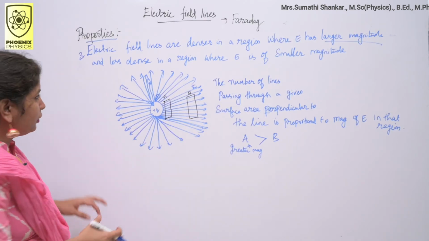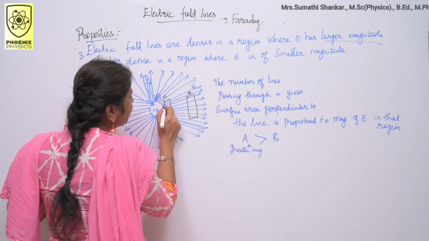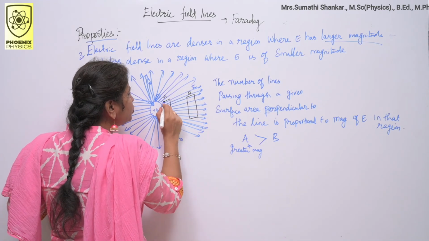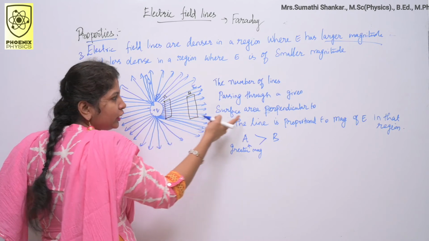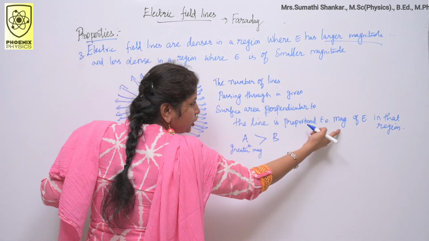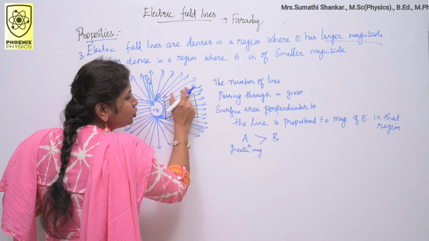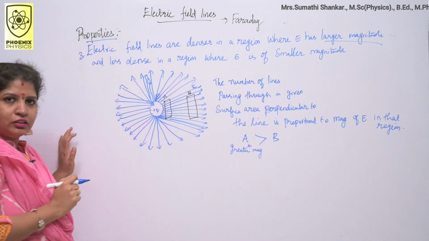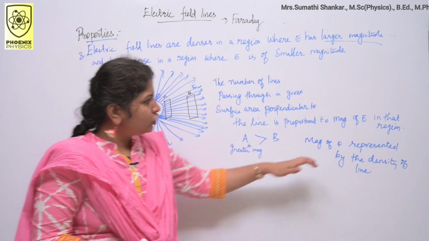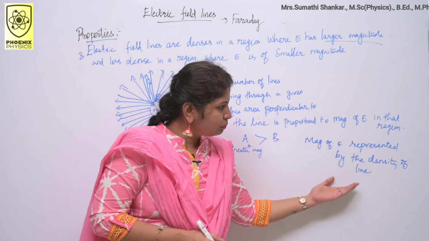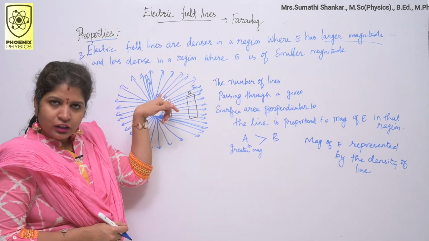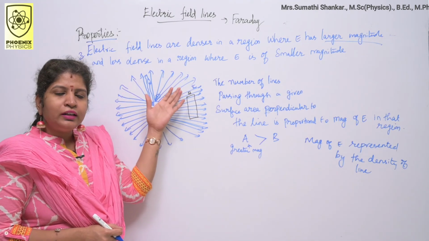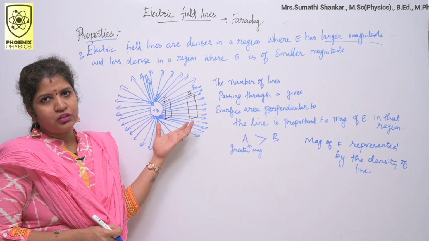So, from this diagram we can say A has greater E value, B has lesser E value. Or we can say the number of lines passing through the given surface area perpendicular to the lines is proportional to the magnitude of E in that region. Simply we can say the magnitude of E is represented by the density of lines. E is strong near the charge, so the density of the lines is more near the charge.